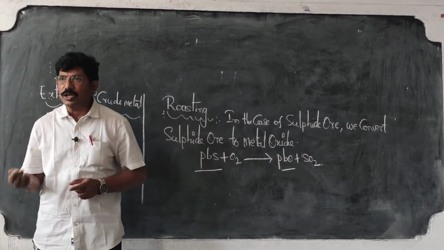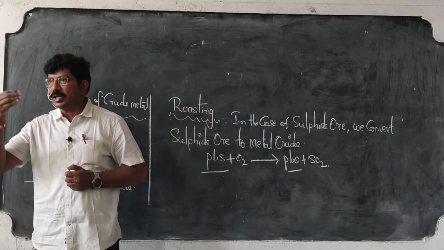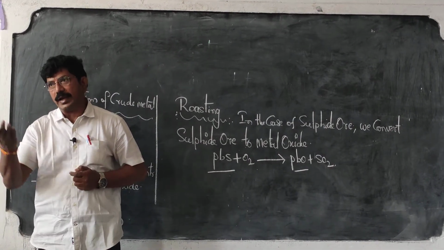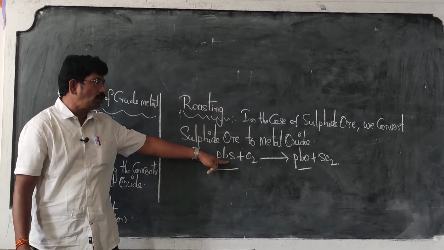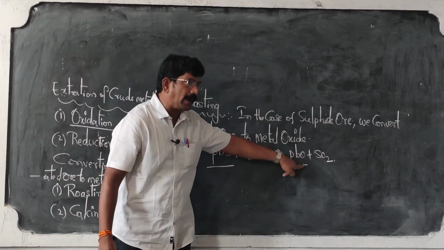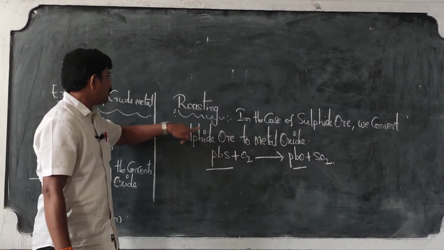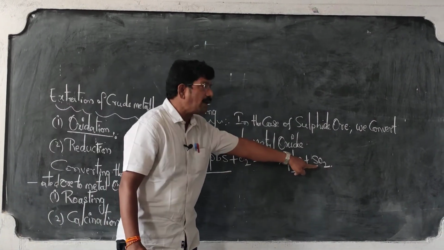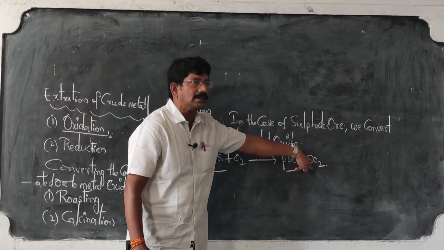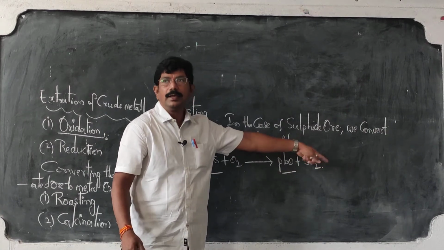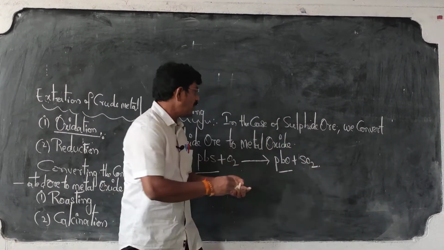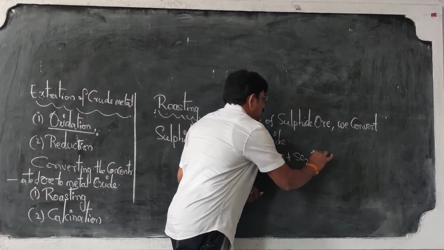What is oxidation? In your 8th class you studied. Oxidation is a process in which oxygen is added. Are you clear? You are adding oxygen to lead. So you got lead oxide and sulfur dioxide. So in the roasting process, what you will get? You will get sulfur dioxide gas as an impurity. Are you clear about that one? Sulfur dioxide gas is removed here.